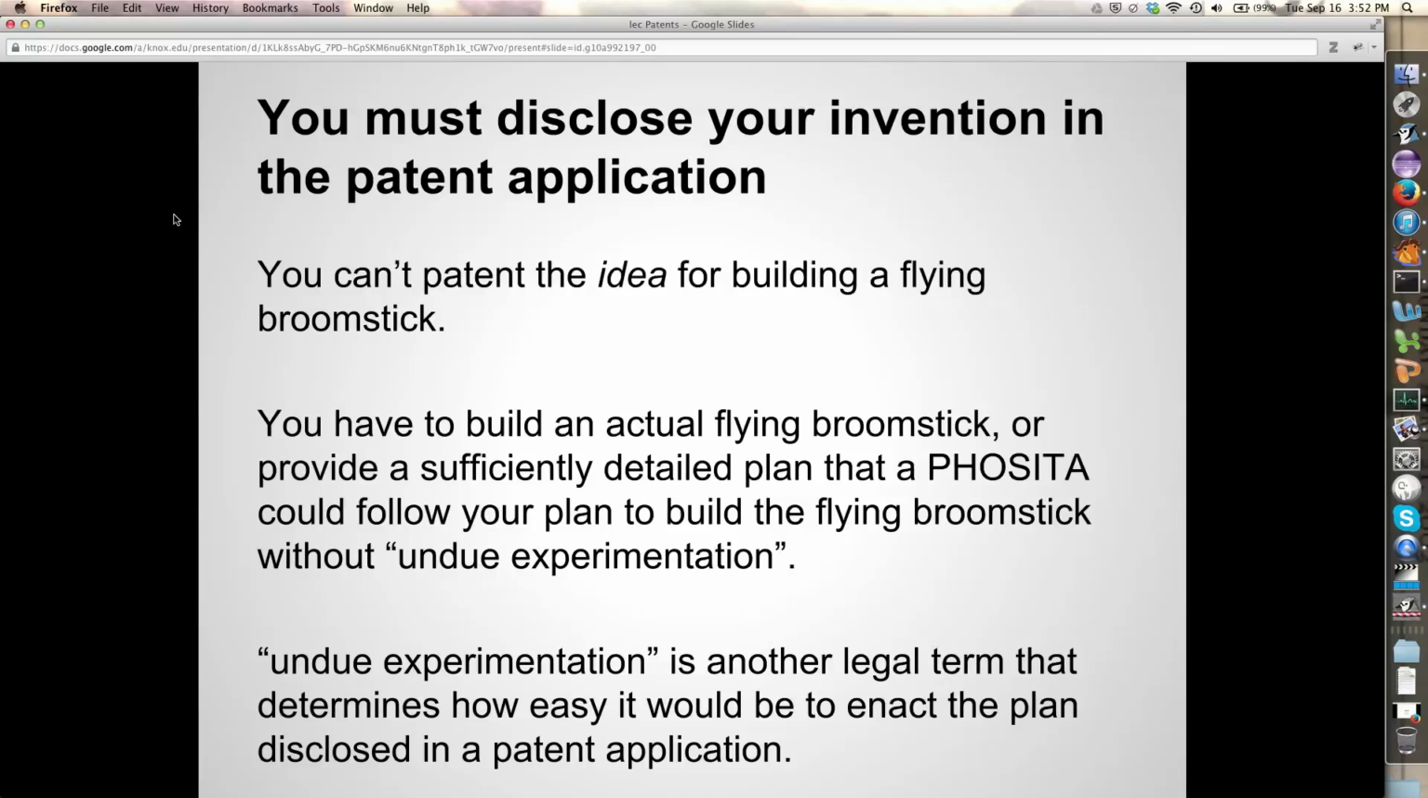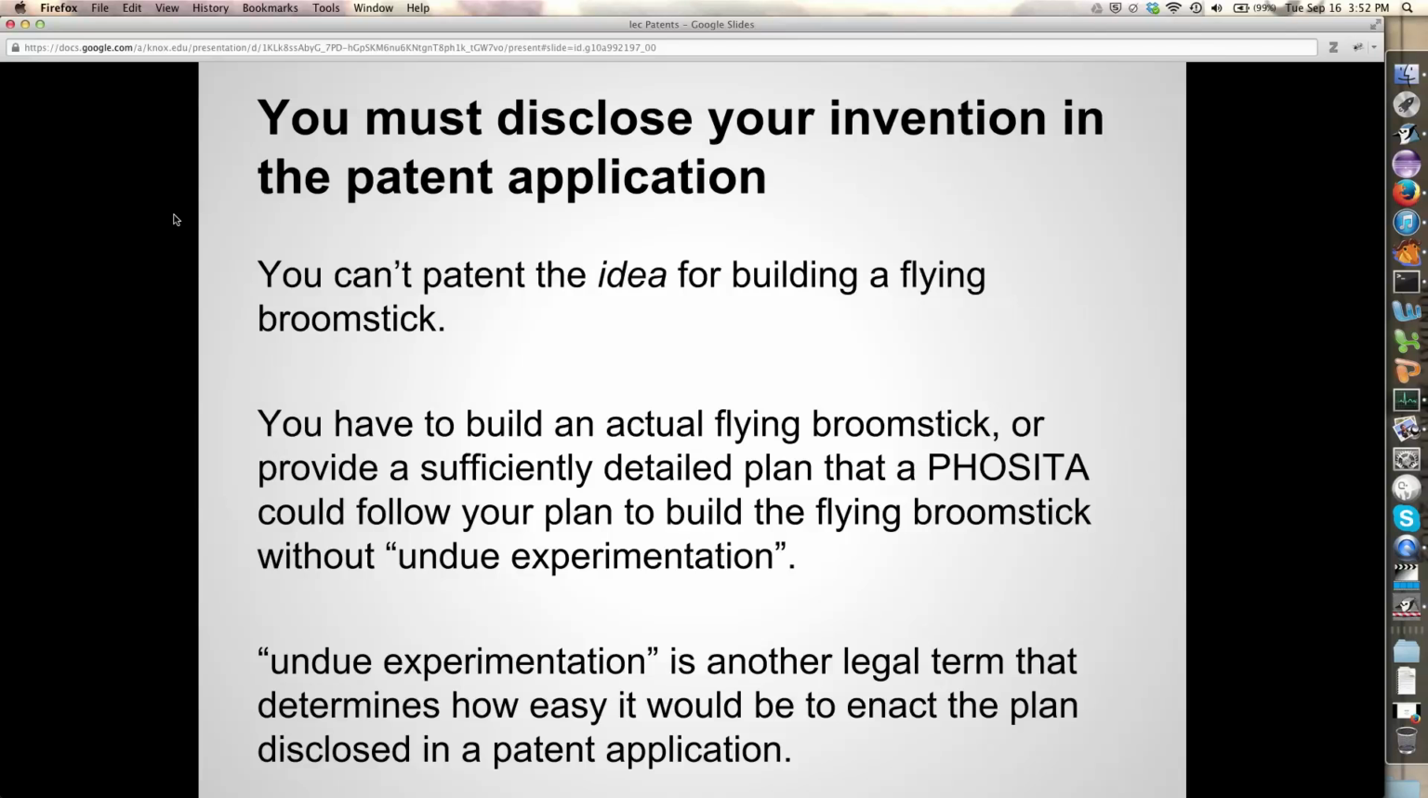So you don't have to provide every single specific detail in the patent application. That would be too much detail, but you have to give enough detail that somebody having ordinary skill in the art could look at your plan and then create the flying broomstick. So, flying broomstick manufacturers or something like that. Now, of course, undue experimentation is another legal term, and there are various court decisions and different legal precedents that have determined what constitutes undue experimentation.